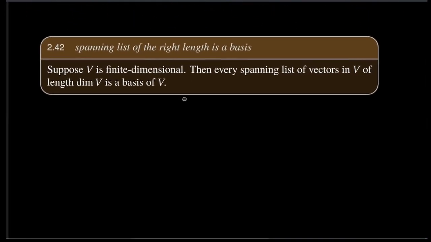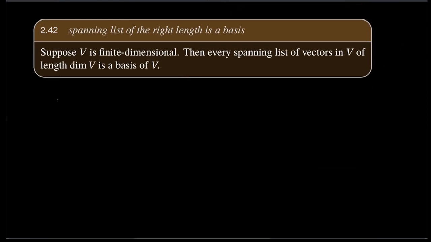Another kind of obvious fact that we just immediately get out of the idea of dimension. This one says, suppose V is finite dimensional. What we're going to say is that every spanning list of vectors in V of length dim V is a basis of V. This is basically the same as what we had before, except instead of linear independence, we now have a spanning list. Dimension lets us get around checking both conditions that we normally need to check to show that something is a basis. You can check that a list is linearly independent and spans the vector space, or you can just check one of those things and make sure that it's the right length. Calculating the length of a list is very easy. This saves us a lot of time and effort, and it's a pretty cool result.